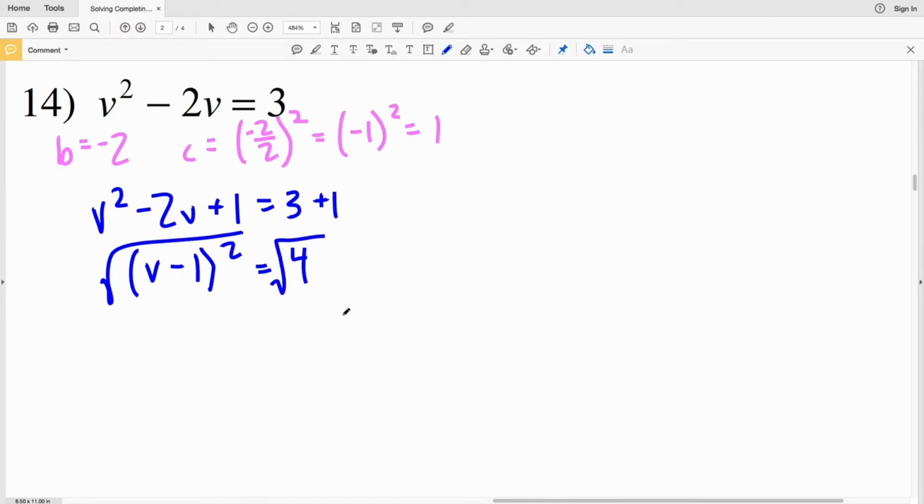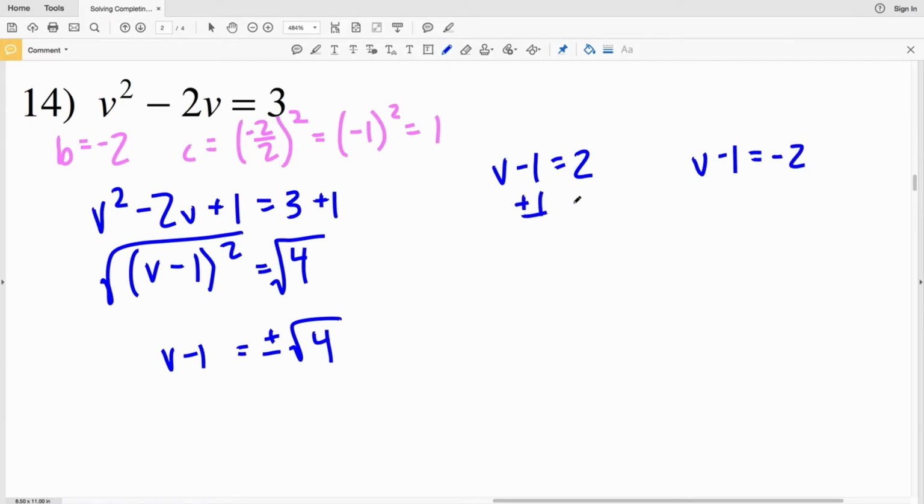Taking the square root of both sides, I'll get that v minus 1 equals positive or negative square root of 4. So v minus 1 equals the positive square root of 4, which is 2, or v minus 1 equals the negative square root of 4, which is negative 2.